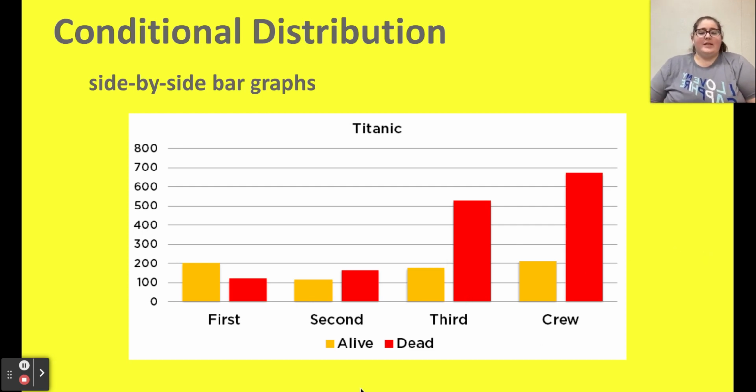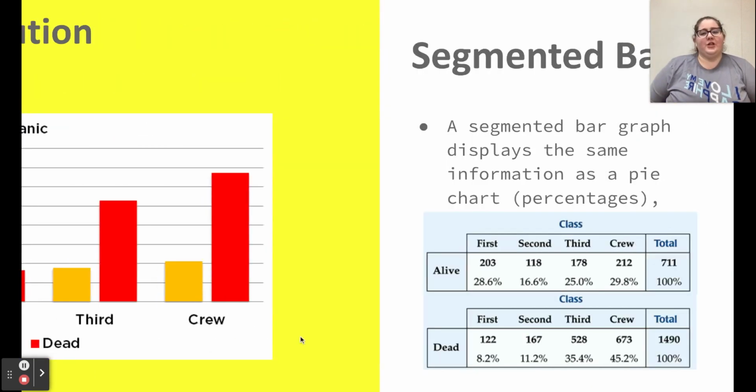One thing to note though is that third class and crew had a lot more people in them in total. So both of the bars are a lot taller simply because there's more people. So when we look just at numbers in these two-way tables or in these two variable comparisons, the numbers themselves are not always going to be the best thing to look at if we're trying to determine a relationship.